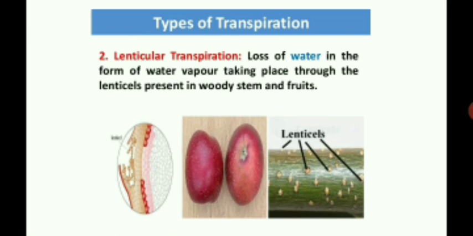Number 2, lenticular transpiration. When water is lost in the form of water vapor through the lenticels, which are present in woody stem and fruits. They are permanent openings which are found on the older part of the stem or bark.